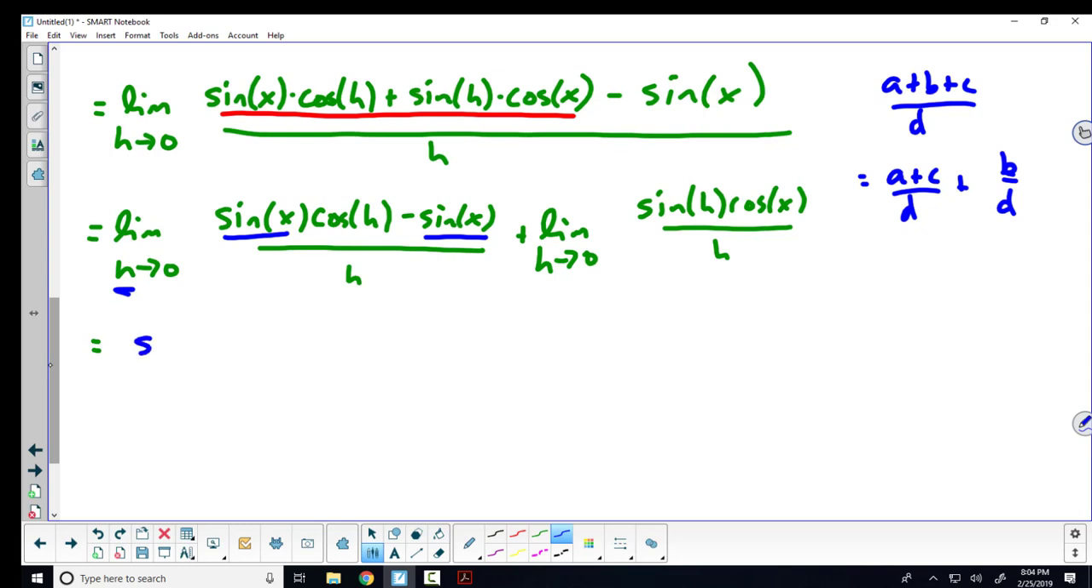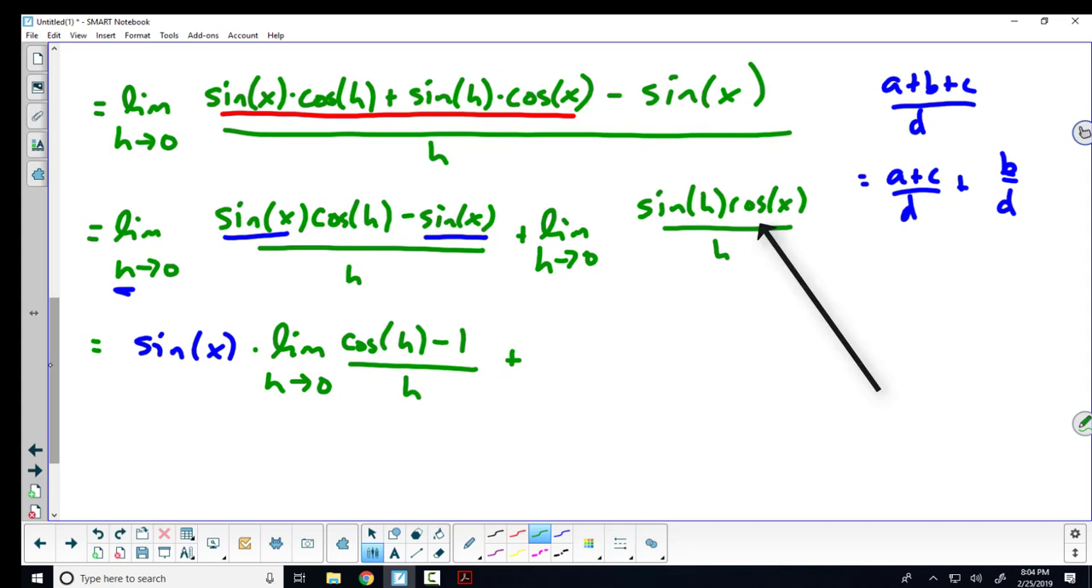So let's do so. That would give me the sine of x times the limit as h approaches 0 of the cosine of h minus 1 over h. Plus, over here it's the same but not quite as complicated. I've got a factor of cosine of x that does not depend on h, so let's factor it out. This gives me cosine of x times the limit as h approaches 0 of the sine of h over h.